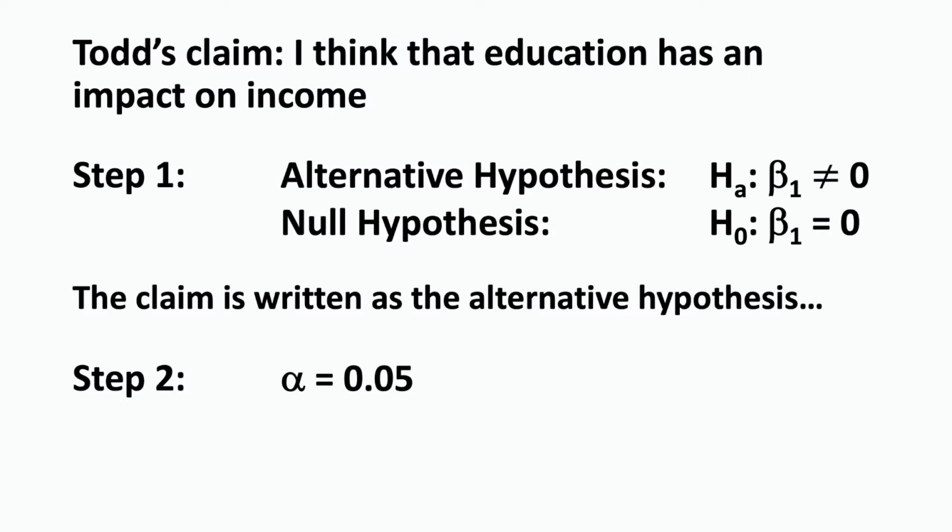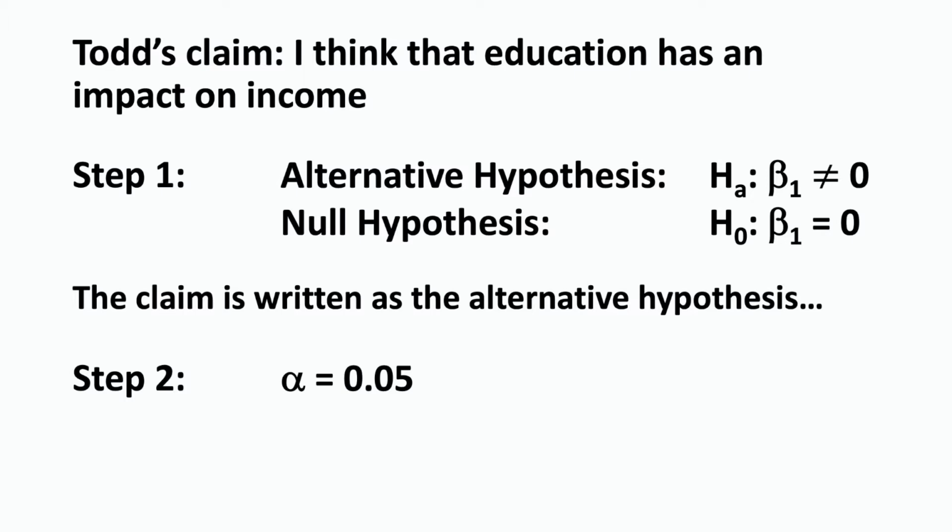So in the example we go through, I'm going to test a claim that I think education has an impact on income. And again, that's a claim for an entire population. So it's a claim about the beta 1 parameter. So I set up the claim as my alternative hypothesis, which is H subscript A, beta 1 is not equal to 0. Again, I think education has an impact. I'm testing that against a null hypothesis where education doesn't have an impact on income.